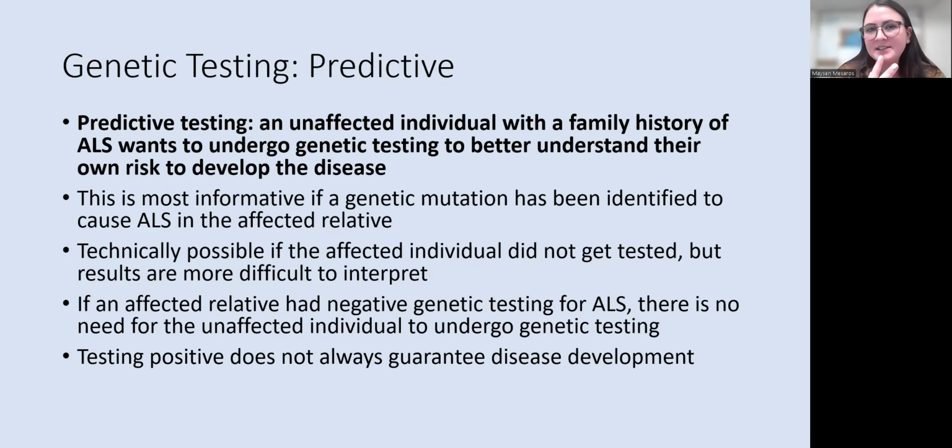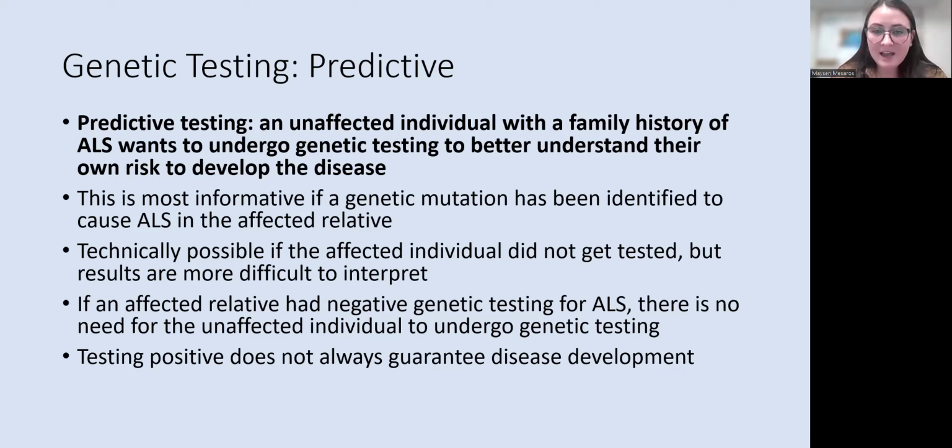The other type of genetic testing that we can see in the ALS setting is called predictive testing. That is when an unaffected individual has a family history of ALS and they want to undergo genetic testing to better understand their own risk to develop the disease. This is most informative if we have already identified a genetic mutation that causes ALS in the family. For example, if a patient comes in and her father has ALS, we first want to figure out if there's a mutation that explains his ALS, because then it's much easier to test the daughter and say, yes or no, do you have that mutation?